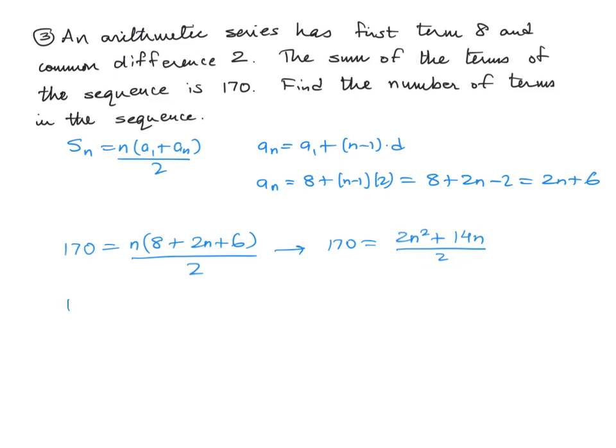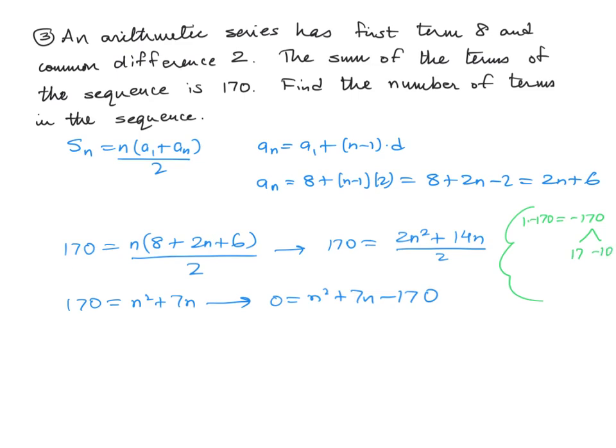So I end up with 170 equals n squared plus 7n, and I can set one side equal to 0. 0 equals n squared plus 7n minus 170, and I can split the middle term but shortcut this one. 1 times negative 170 equals negative 170. I want them to add up to positive 7, so the positive has to be the stronger one, so it's positive 17 and negative 10.